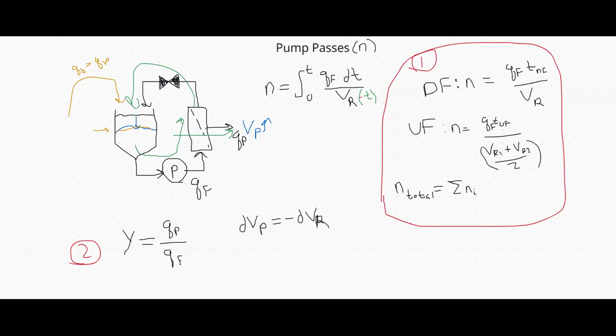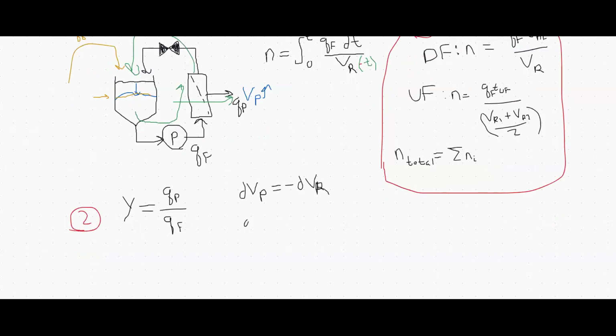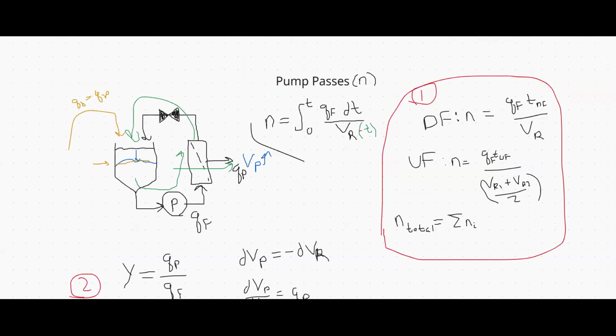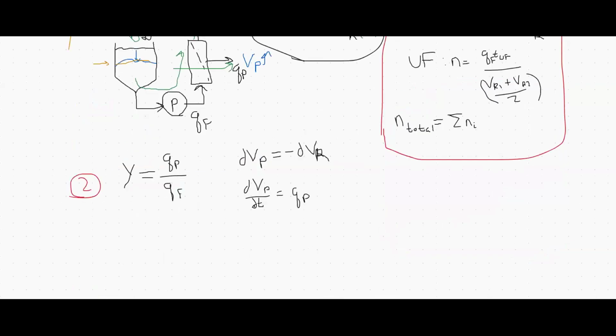Okay, so the final definition we have here is that the rate of change of your permeate volume is just going to be equal to the permeate flow rate, right? Makes sense. So now we can start plugging some of this into this equation up here. First we can rearrange this Y.